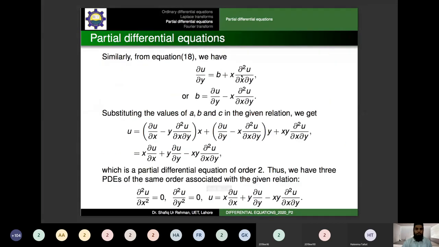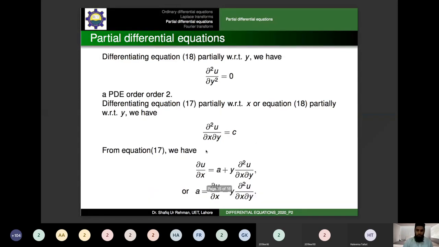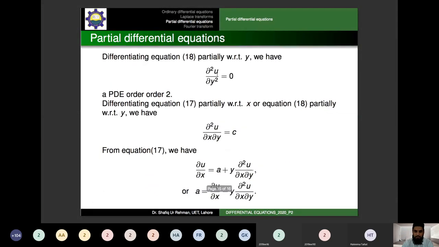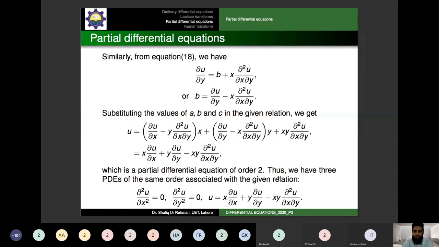So we will be having that equation. Simplify that one. Simple calculation is there. So eventually we will be having that equation. So it's a second order partial differential equation. But effectively, how many in total are there? We have one second order partial differential equation, another second order partial differential equation, and the third one. So effectively, we have three partial differential equations of the same order associated with the given relation. First one, second one, and another one.